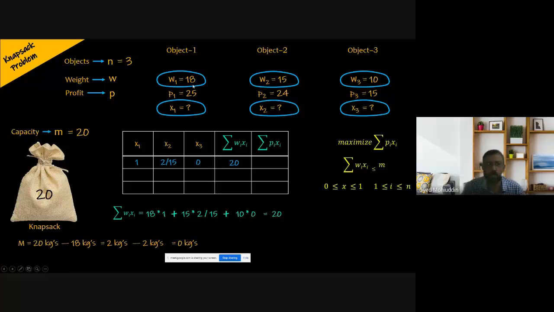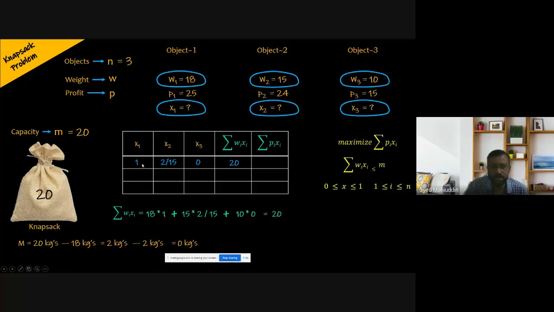So what is the maximum weight? 18. Let us fill this object. Let us fill the whole bag with 18. So when we fill the whole bag with 18, what is the fraction? 1. If the whole weight we are filling the bag with object 1, the fraction x1 will be 1.